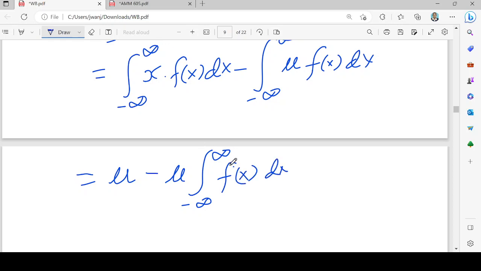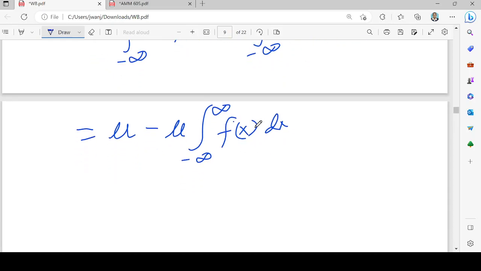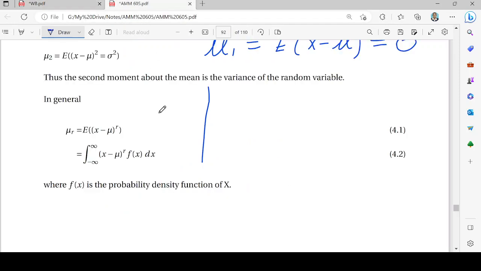Now, f of x being a PDF, this integral will give us a value of 1, because it gives the total area under the curve. So we get mu minus mu times 1. And mu times 1 is mu, so we get mu minus mu, which is equal to 0. So we see that the first moment about the mean is equal to 0, as we had said earlier.